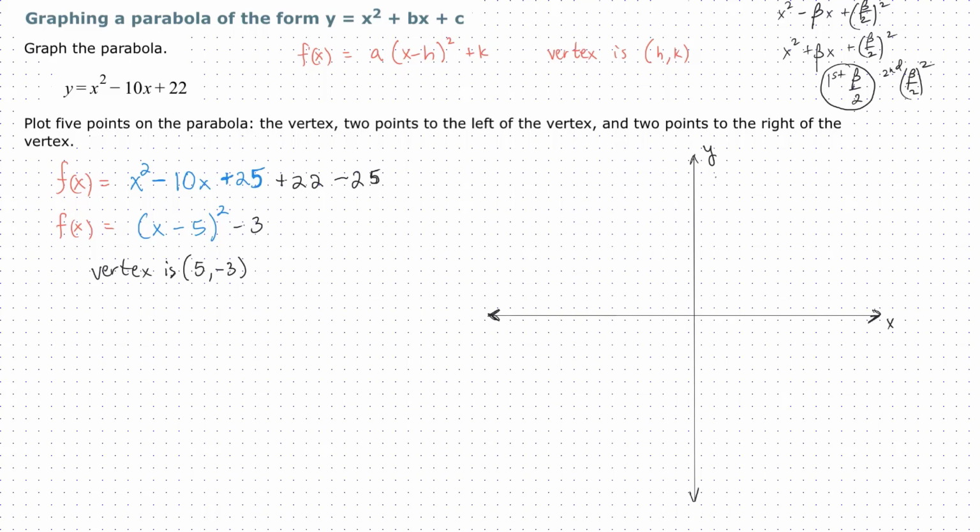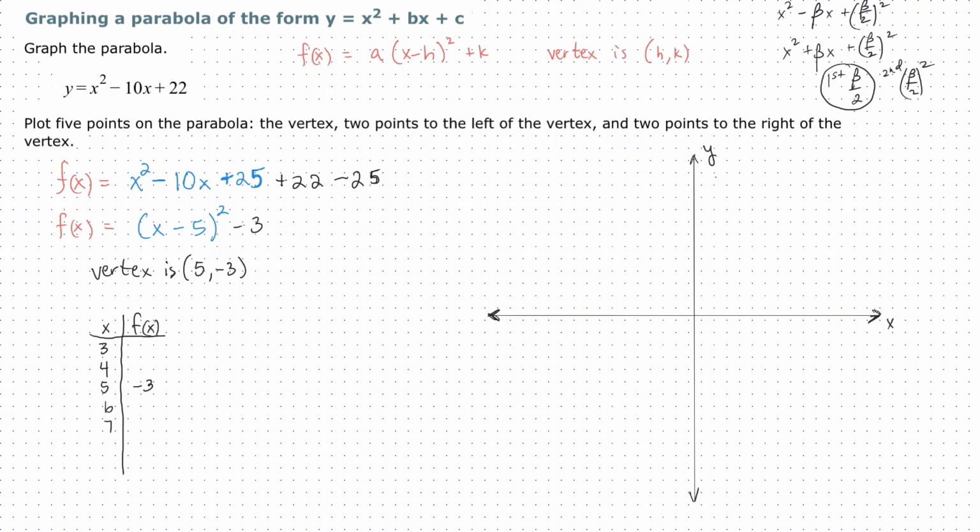Now we need to graph 2 ordered pairs to the right and to the left of this. So why don't we make a t-chart and start labeling those ordered pairs? Let's say x here and f of x here. Let's try 3, 4, right? Then 5, we already know the output for 5. The output for 5 is negative 3.